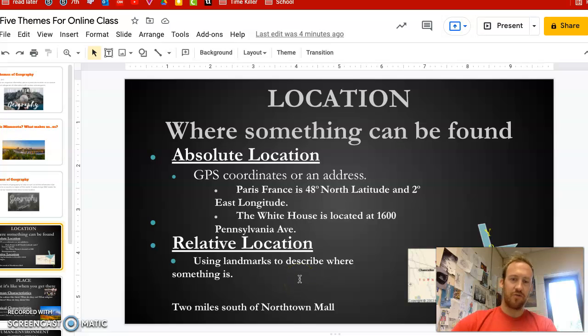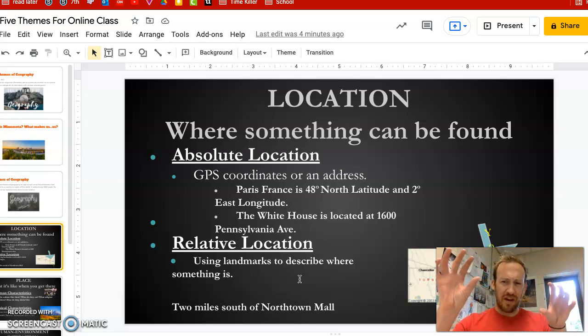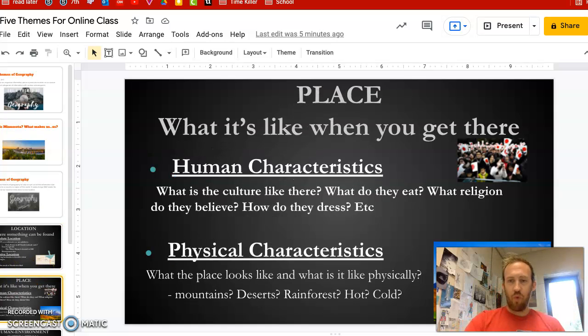Relative location is where we use landmarks to explain where something is. So like Canada is north of Minnesota. Wisconsin is next to Minnesota. California is on the Pacific Ocean. So we're using one location to explain where something else is. It's not as accurate, but it can be really helpful and easy to use. So that's location.